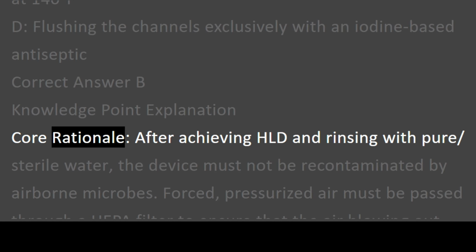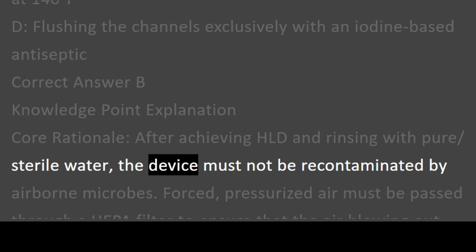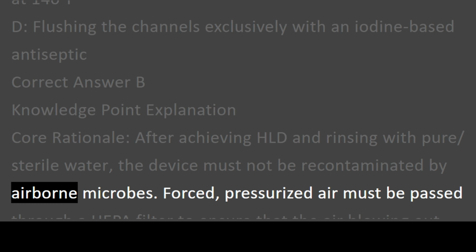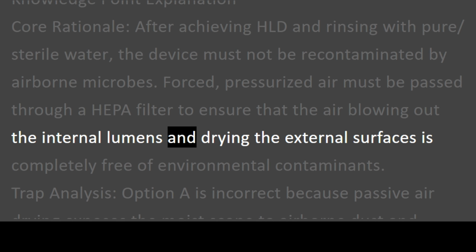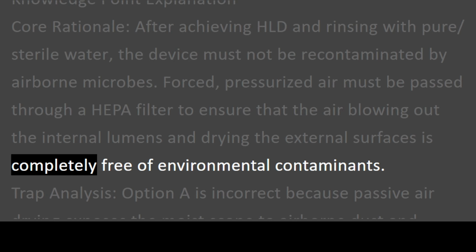Core rationale: after achieving HLD and rinsing with pure/sterile water, the device must not be recontaminated by airborne microbes. Forced, pressurized air must be passed through a HEPA filter to ensure that the air blowing out the internal lumens and drying the external surfaces is completely free of environmental contaminants.